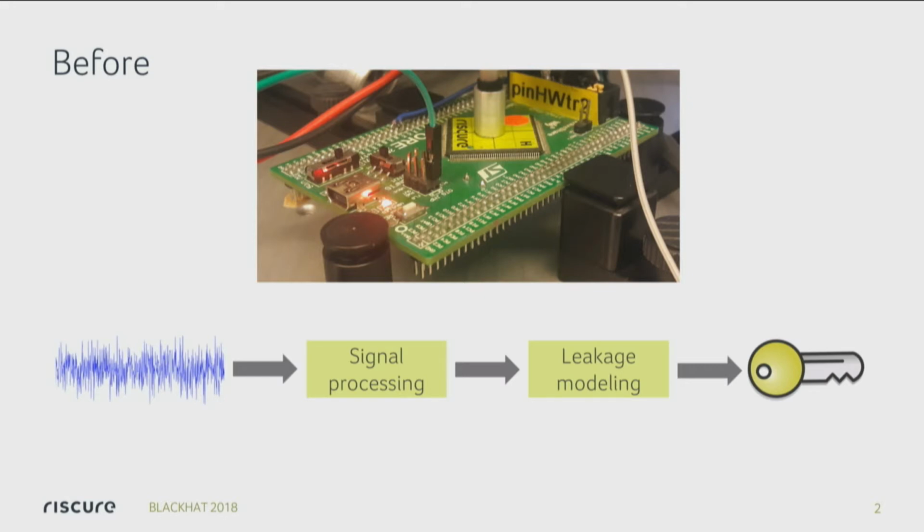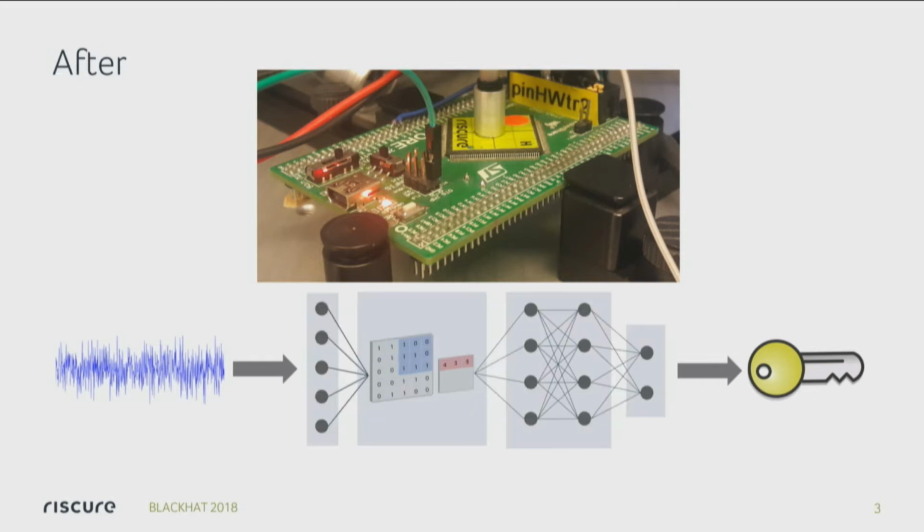But there's also really an art and kind of human skill involved in getting your signals acquired in the right way and transforming them in such a way that you actually can do the leakage modeling and the key extraction. So this is an obvious bottleneck in scaling up these kinds of tests. So what we've been researching is what happens if we replace those two yellow boxes there with a neural network, specifically a deep neural network. So that's what I'm going to be talking about.